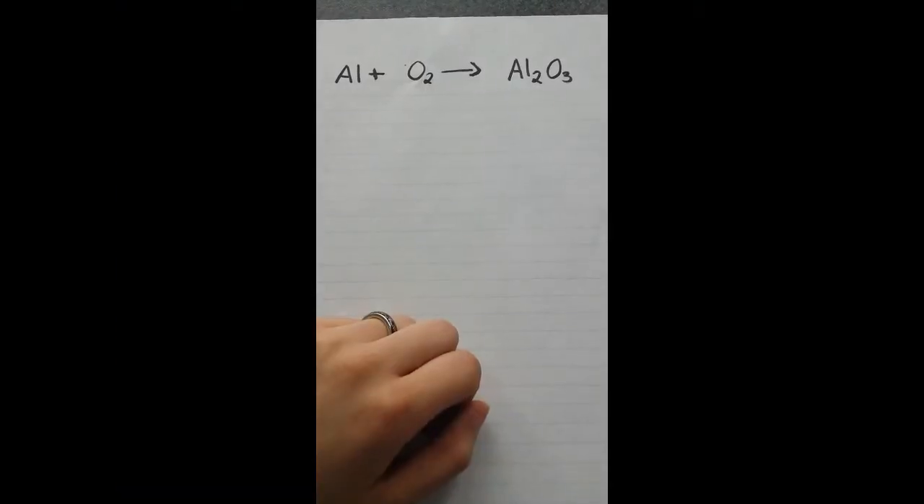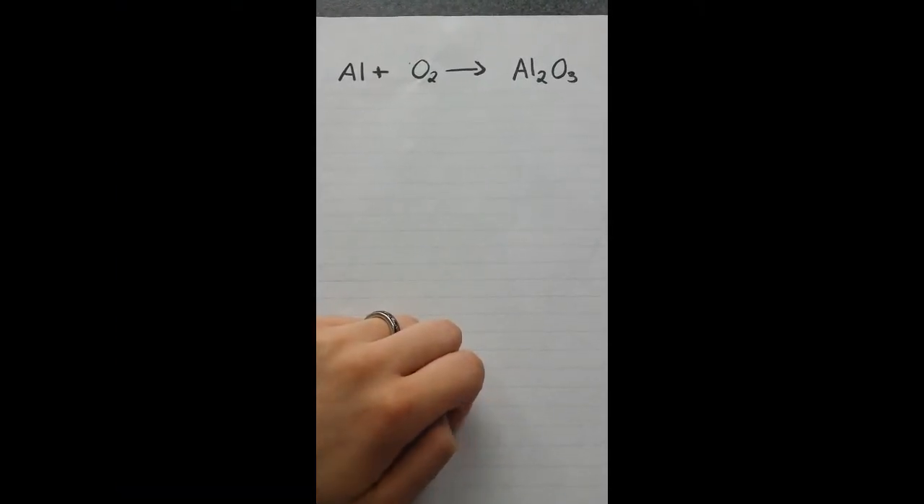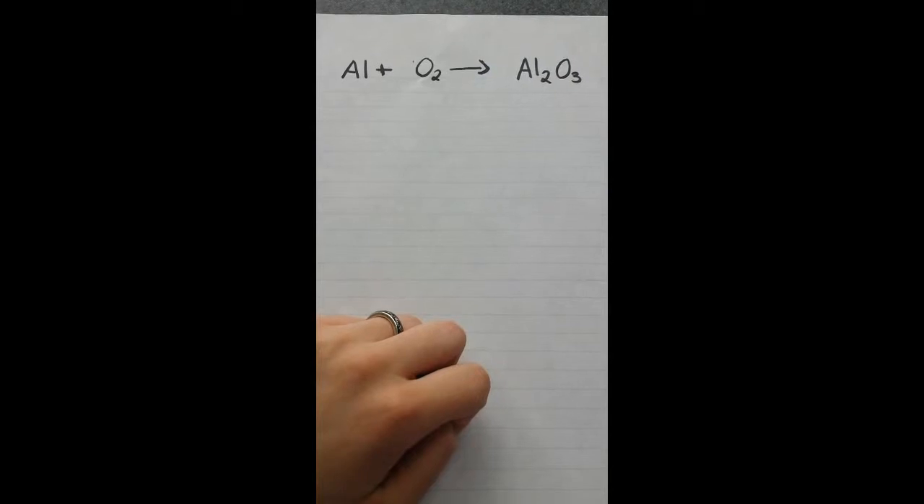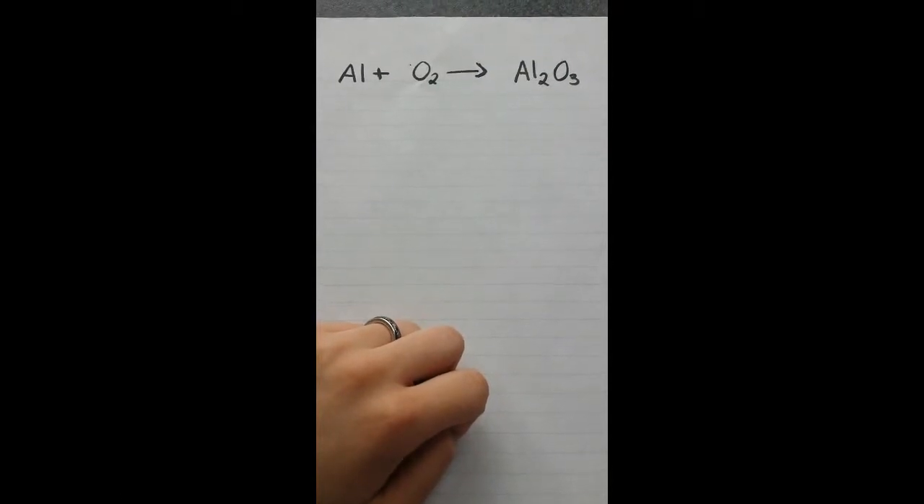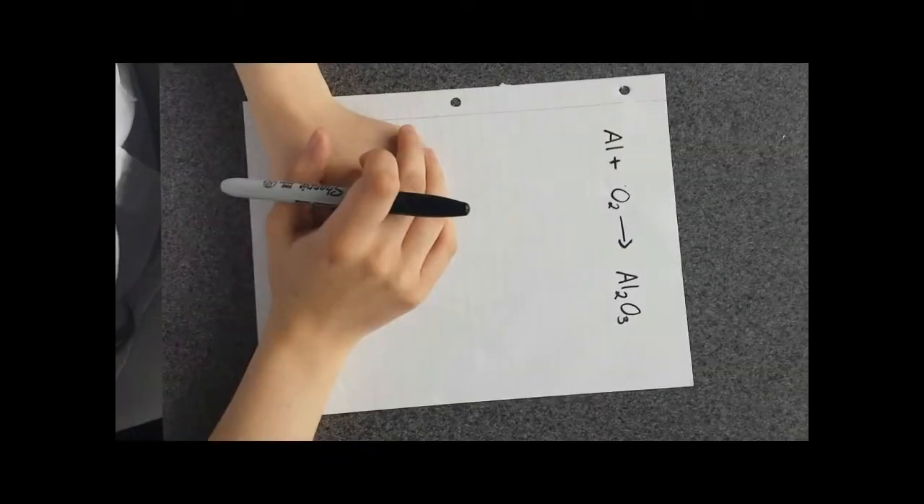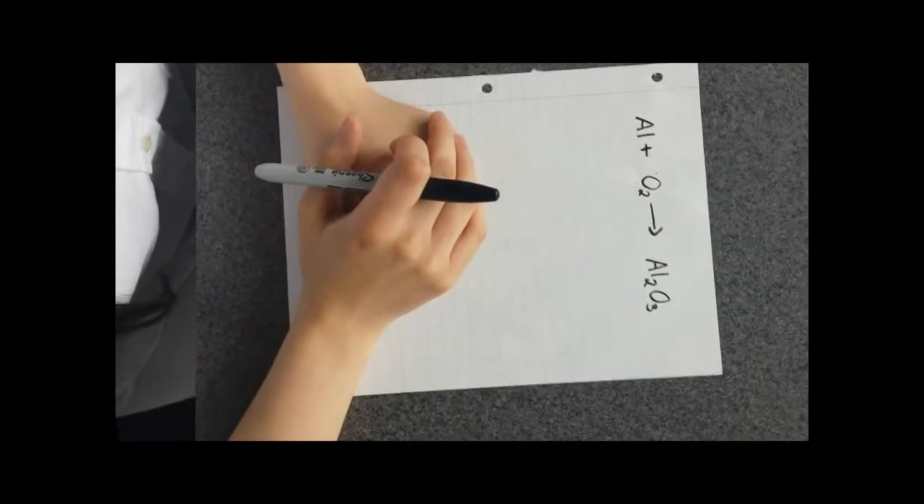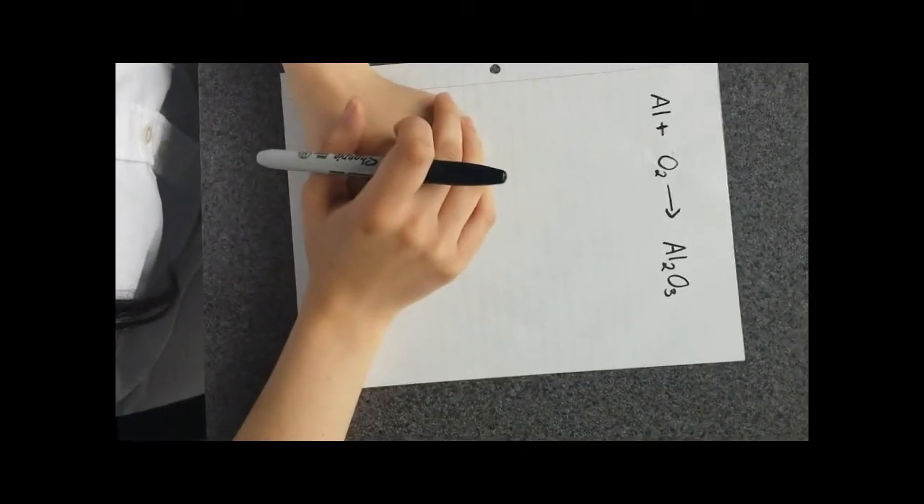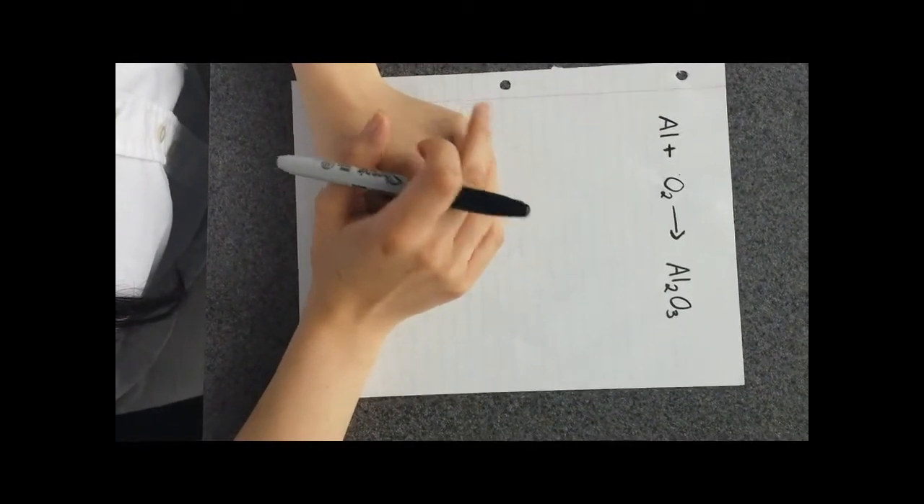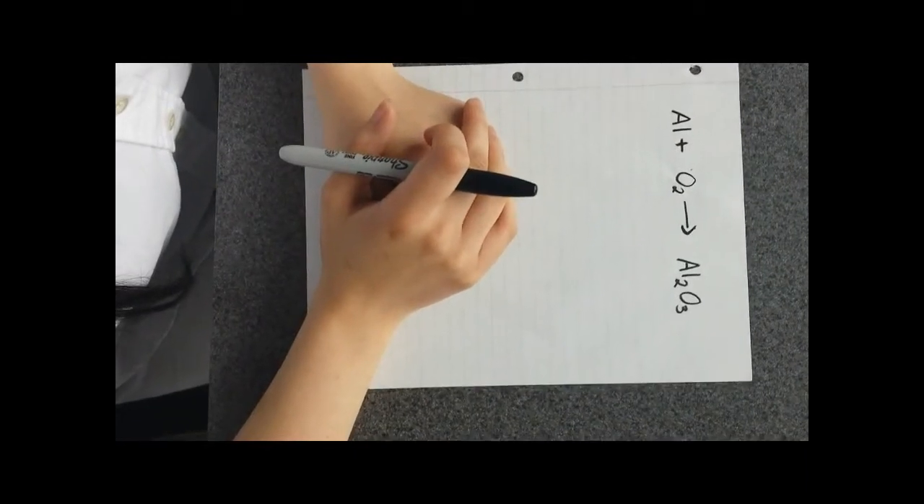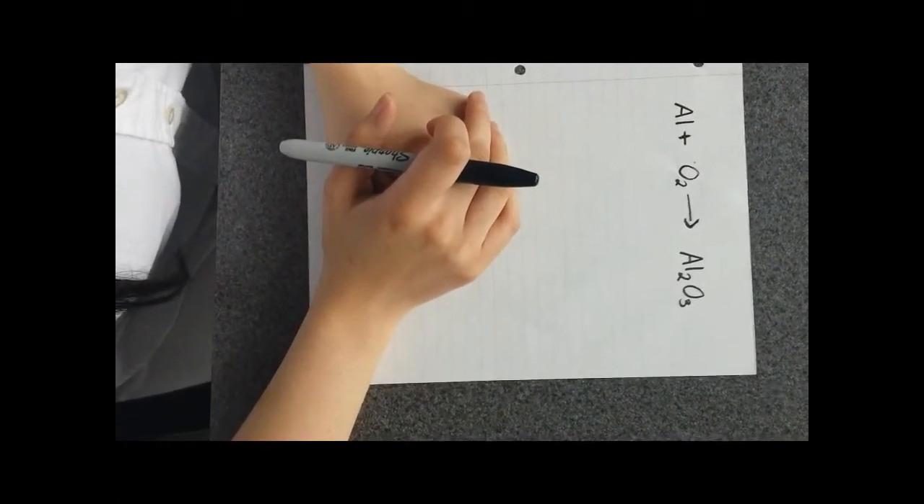In order to have a balanced equation, you need to have the same amount of atoms on the reactant side as well as the product side. In this lesson, we'll be balancing equations. Here we have aluminum plus oxygen yield aluminum trioxide.